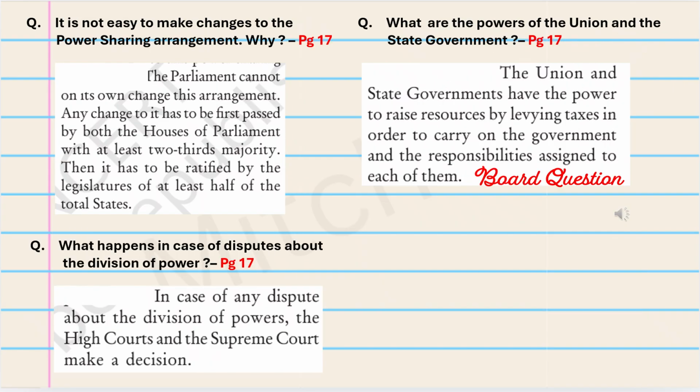First question, it is not easy to make changes to the power sharing arrangement, and why? Second question, what happens in case of disputes about the division of power? And the third, which is a board question, what are the powers of the union and the state government? All on page number 17. Please mark.